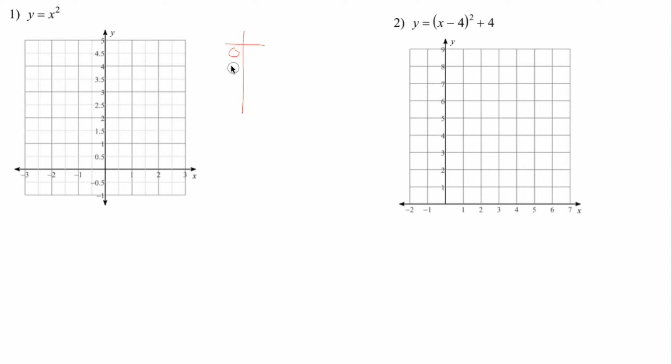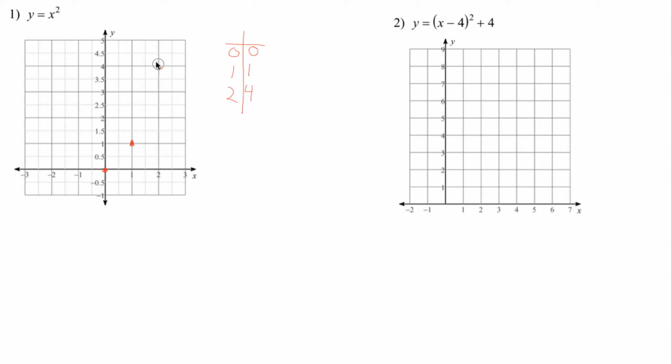So we'll choose 0, 1, and 2. And we know that a parabola is symmetric, so when we get our values for 0, 1, 2, we can reflect over the axis of symmetry. So we're going to plug in 0. 0 squared is 0, so we have a point at 0, 0. We plug in 1. 1 squared is 1, so we have a point at 1, 1. And we plug in 2, and 2 squared is 4, so we have a point at 2, 4.